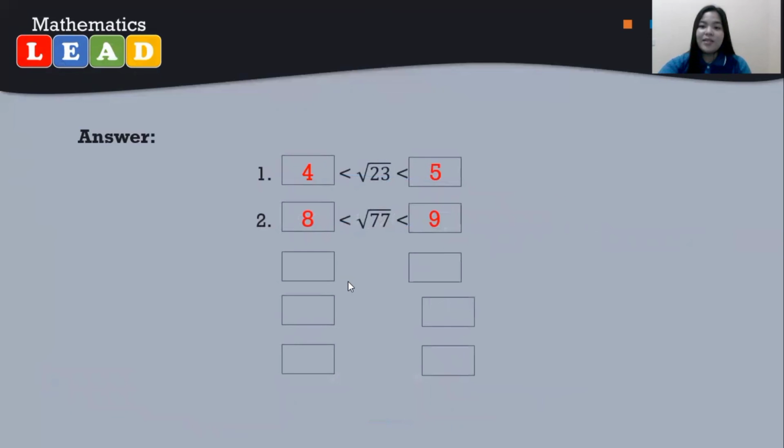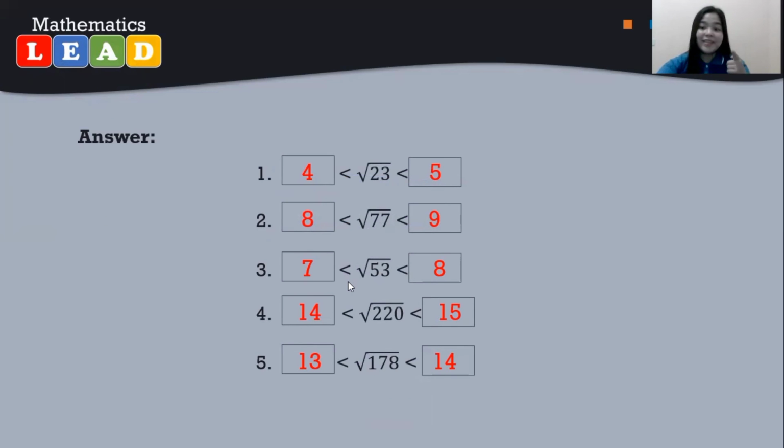To get the answer in the next numbers, just do the same procedure as previous. For number 3, the answer is 7 and 8. For number 4, it is 14 and 15. And for the last number, the answer is 13 and 14. Very good, everyone. I know you nailed it. You all know how to determine between which two integers the square root of a number lies. And that's the end of our lesson for today.